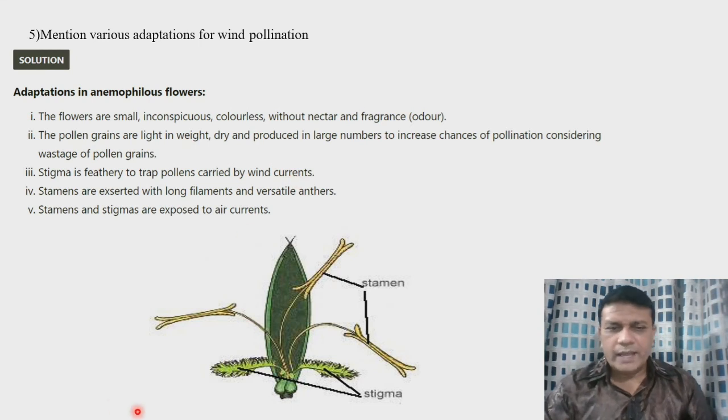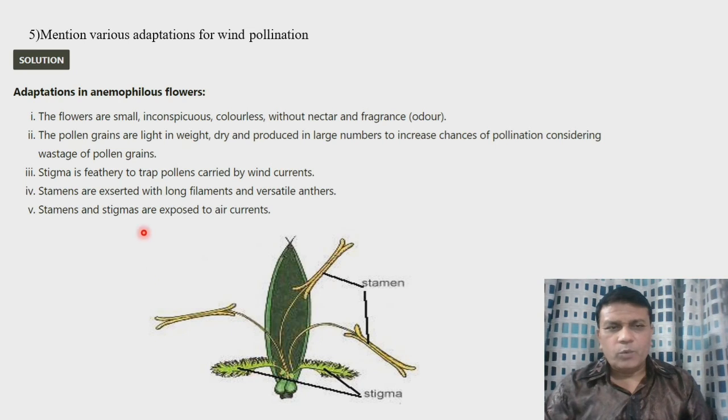So here in this diagram, we can see the structure of stigma. The structure of stigma, here is the ovary and these are the feathery stigma. Now this feathery stigma helps to trap the pollen grain in it.